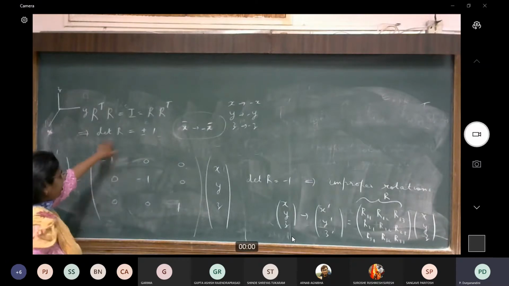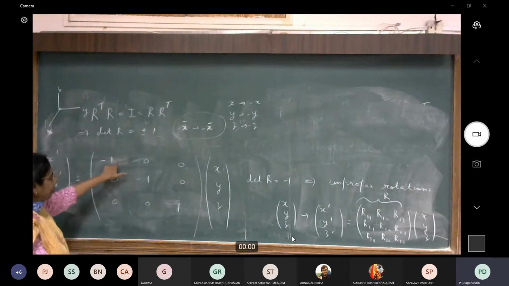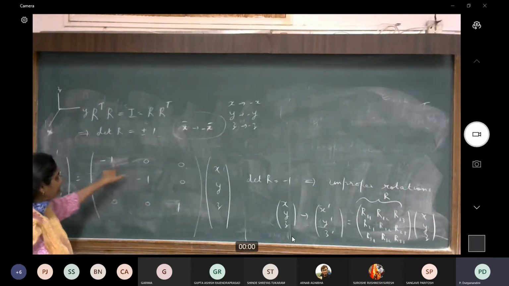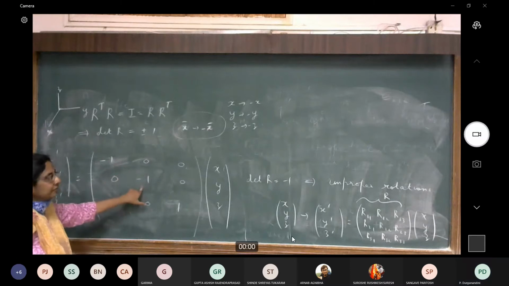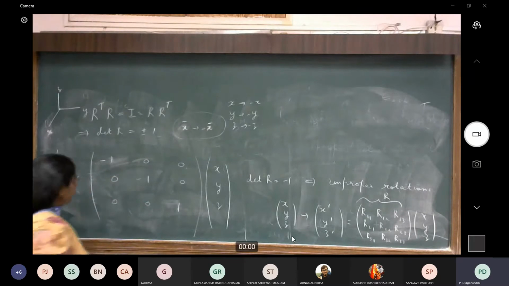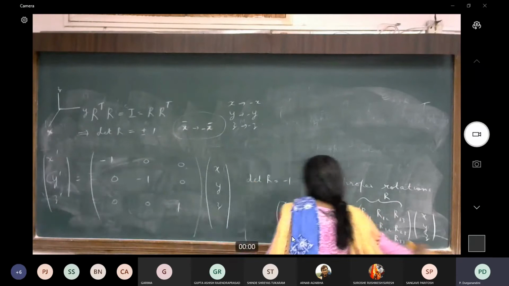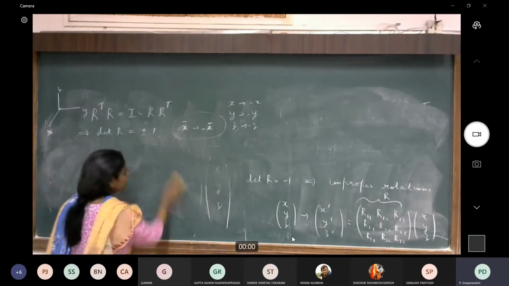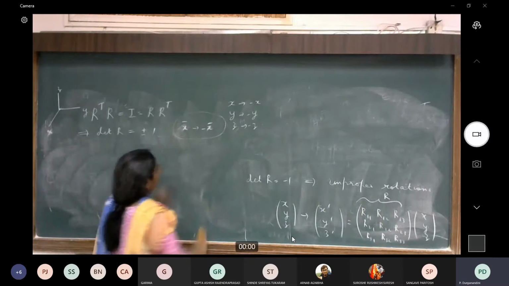Because if I rotate about the z-axis by pi, I'll get a cos theta, which is cos pi. Here also I'll get a cos pi. Sin pi will be 0. Cos pi will give you -1. So therefore, this is not a reflection transformation, but a rotation transformation. So to come back, at least the examples of transformations with determinant R equal to -1, or improper rotations, are those with an odd number of reflections.